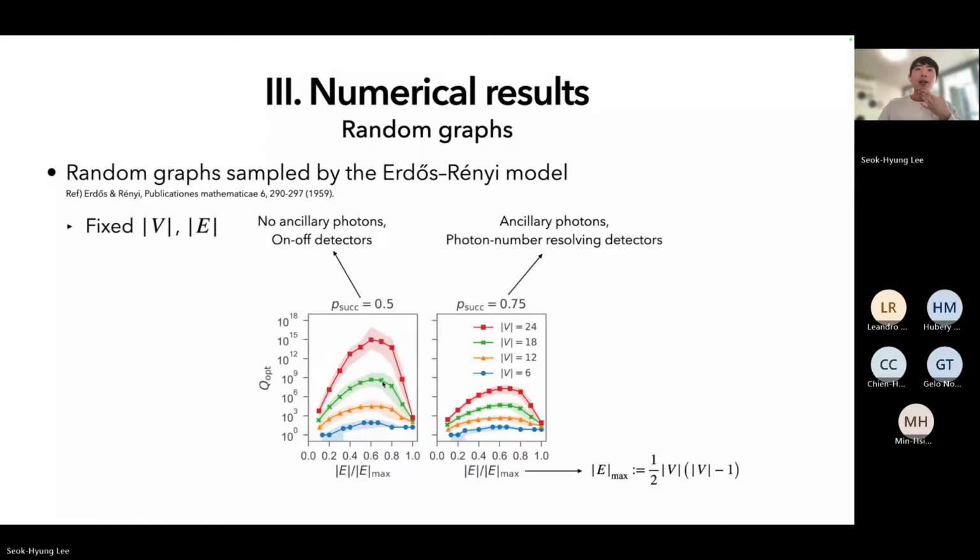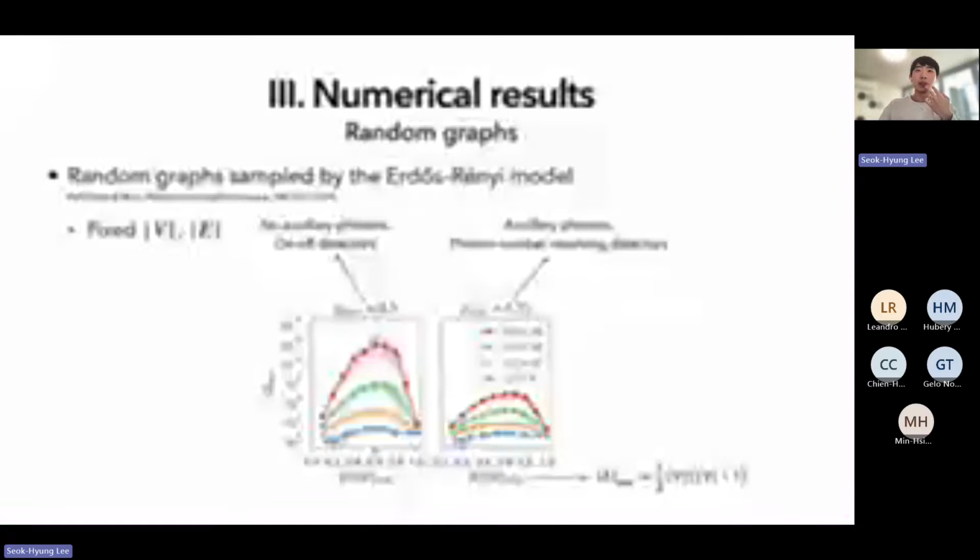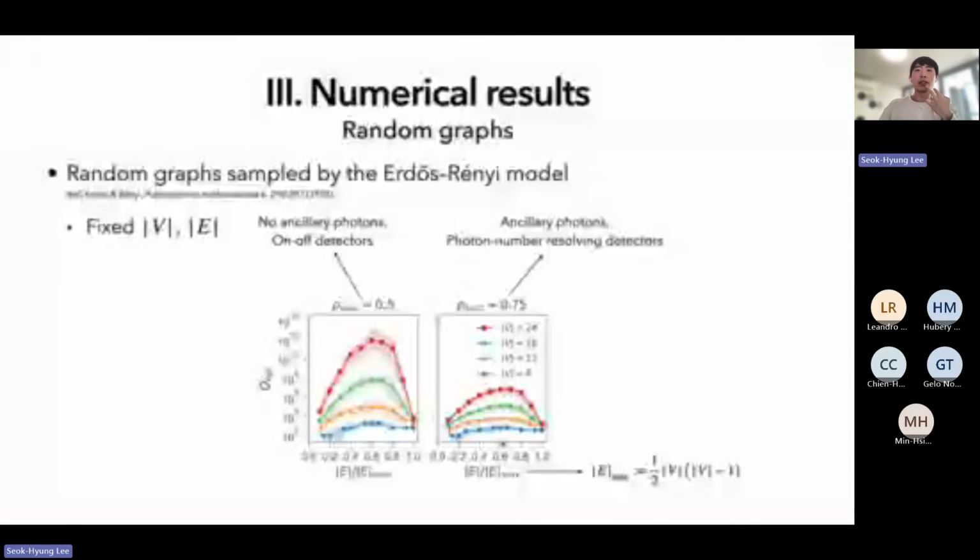It is not surprising that the resource cost increases exponentially as the number of vertices increases like this. So even though we optimized through our strategy, it requires quite a large amount of resources. For example, if you want to generate a graph state with 24 vertices, then it requires about 10 to the 6 resource states. One interesting point here is that this resource cost is maximized when this ratio is around 60%. We currently don't have a clear explanation for this, but we guess that it might be related to the entanglement of the graph state. We are currently not sure, so it will be worth investigating.